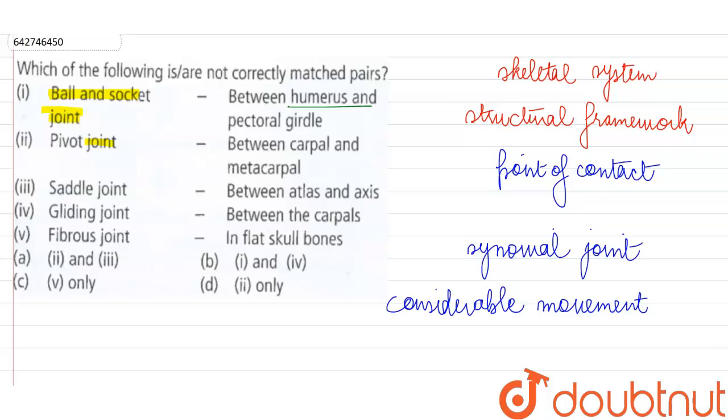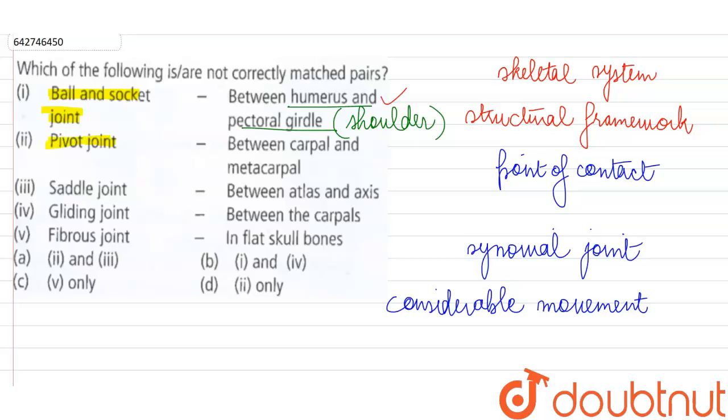So here they are saying humerus and pectoral girdle. Humerus, the bone of the upper arm. By pectoral girdle we mean the shoulder. So they are correctly giving the example over here. The shoulder is a ball and socket joint.